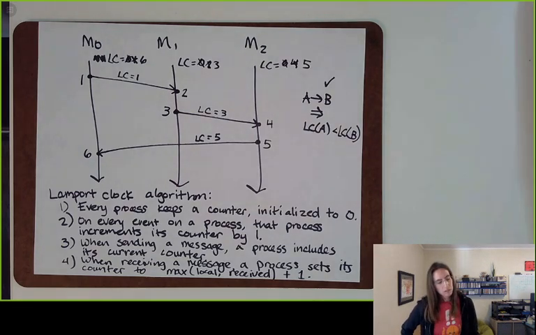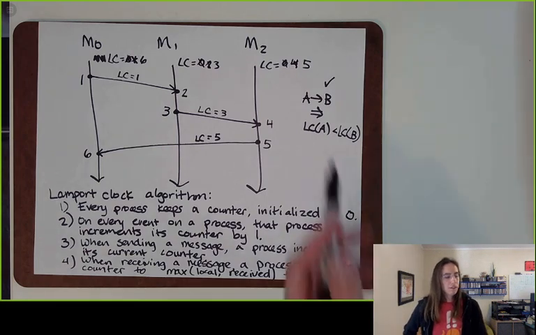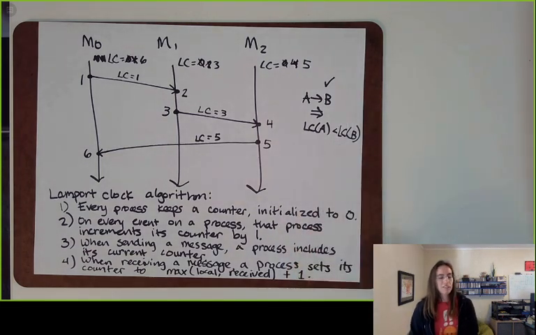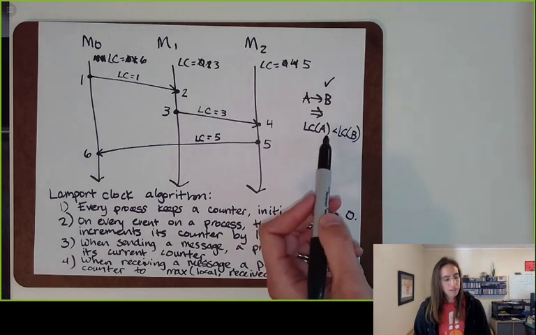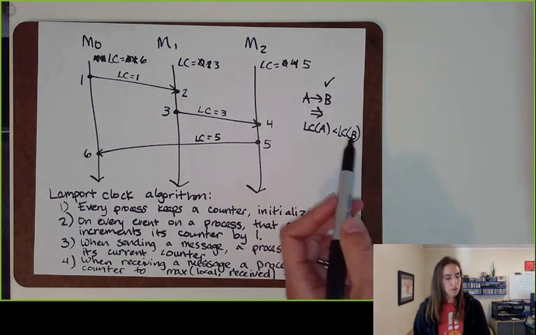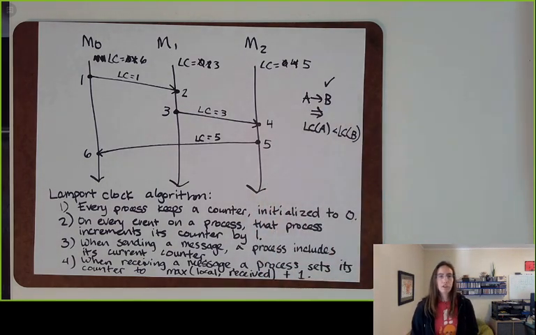Okay, so we have this nice property, right, that if A happens before B, then the Lamport clock of A is less than the Lamport clock of B. What about the other way around? If the Lamport clock of A is less than the Lamport clock of B, do we know that A happens before B in general?